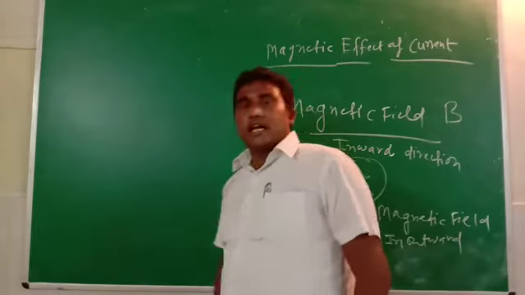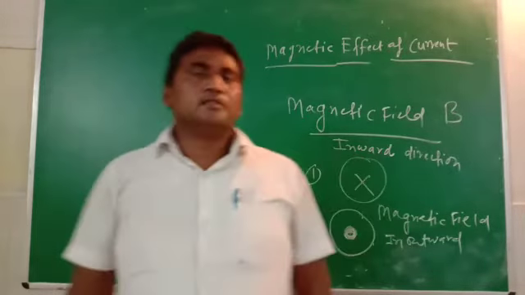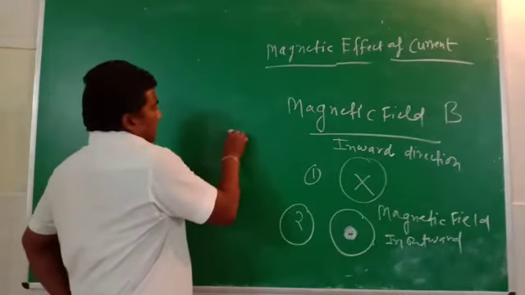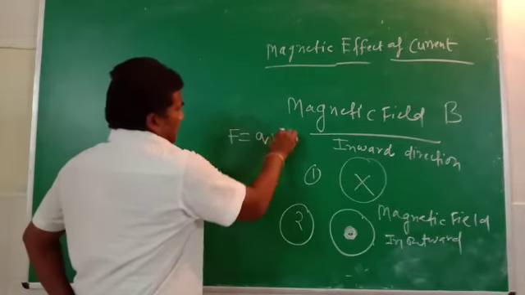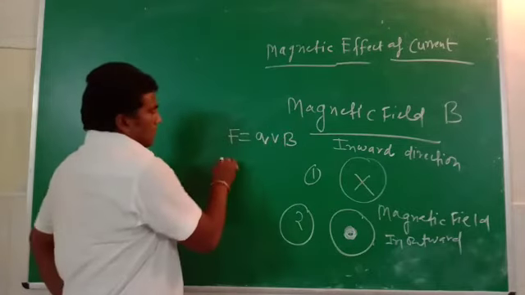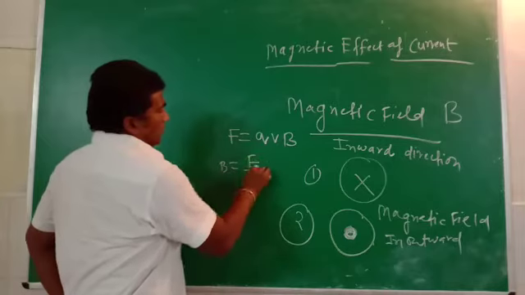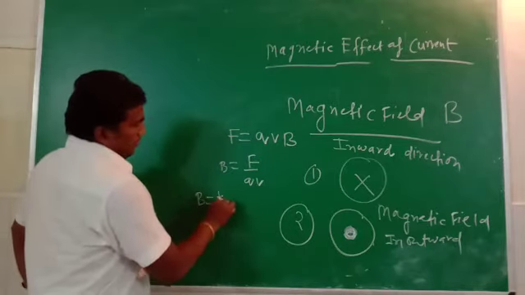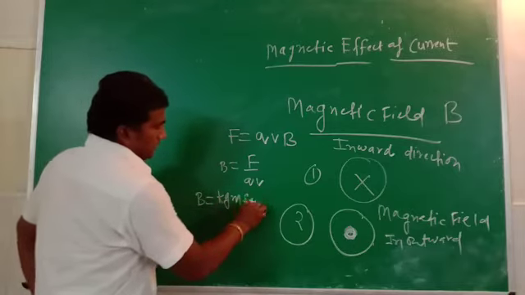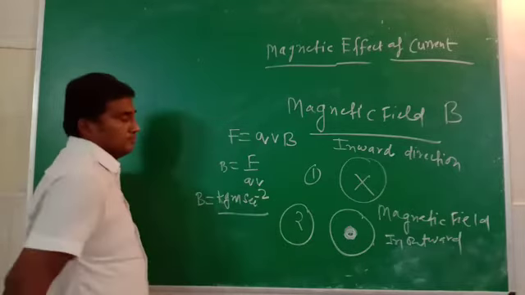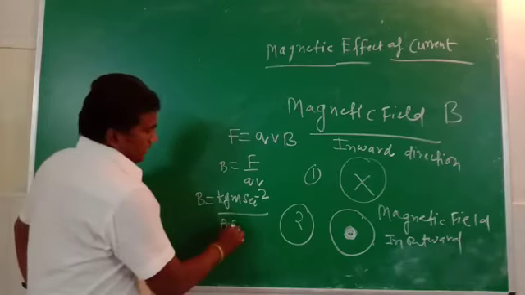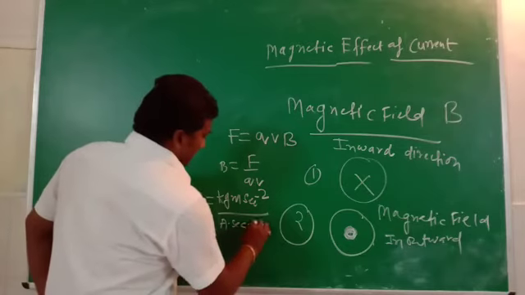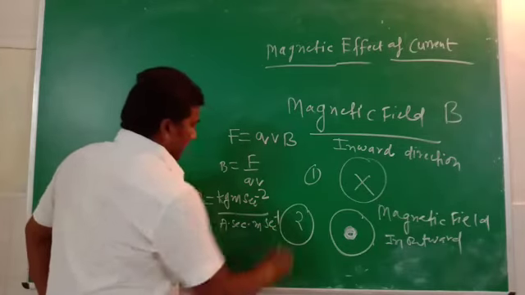and we can easily identify the derived unit of the magnetic field by the Lorentz force relation F equals QvB, so B is equal to F upon Qv. The derived unit of force is kilogram meter second power minus 2, charge is ampere second, and v is the velocity, meter second power minus 1.